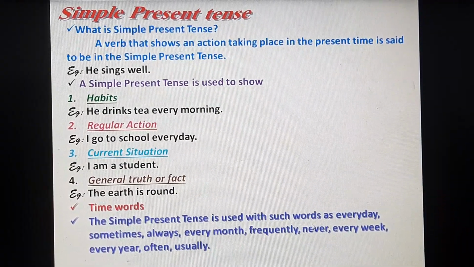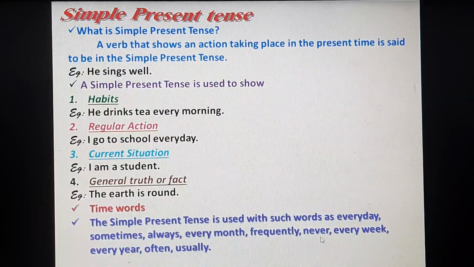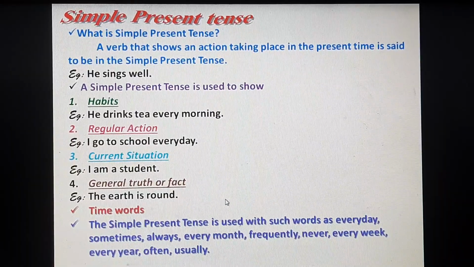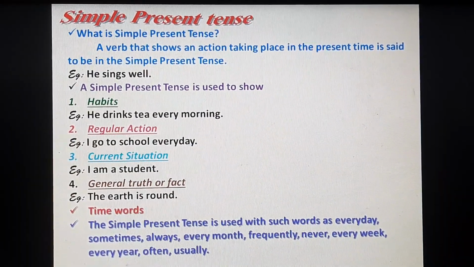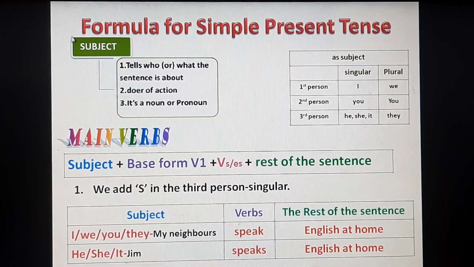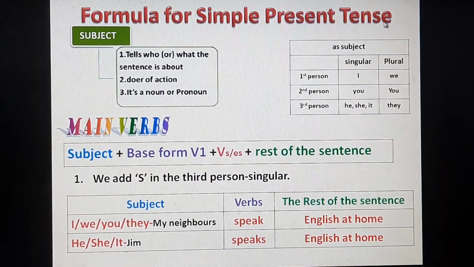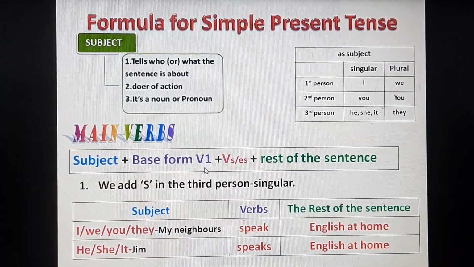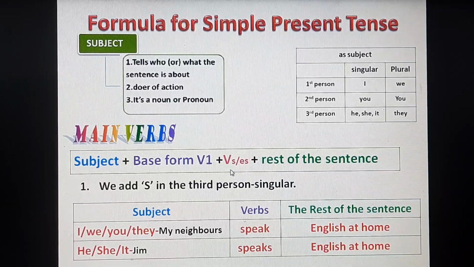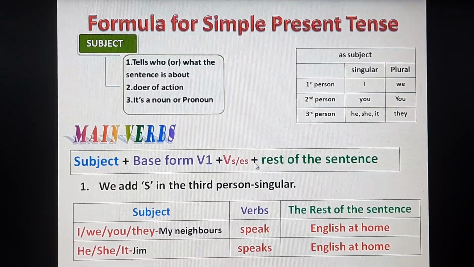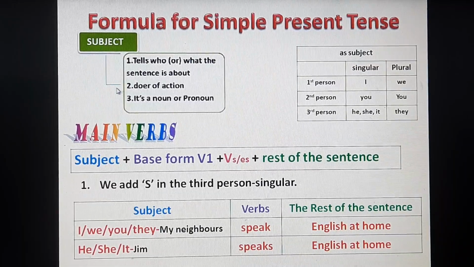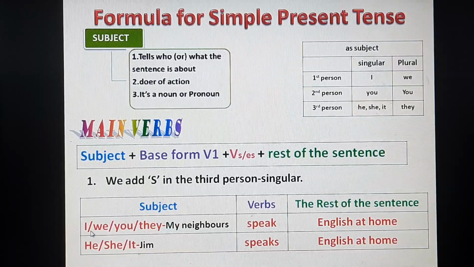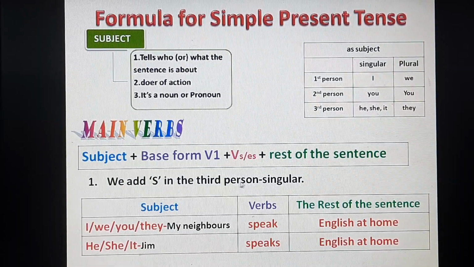Time words like every day, sometimes, always, frequently, never, etc., tell us the verb is in the simple present tense. It is useful for us to identify the verb in the sentence. Let's go to the formula for simple present tense. For the main verbs, it's subject plus base form V1, which is the present tense form, V-S or E-S for the third person singular, plus the rest of the sentence. Subject is who or what the sentence is about, the doer of the action, a noun or pronoun. So, in the example, we add S in the third person singular.